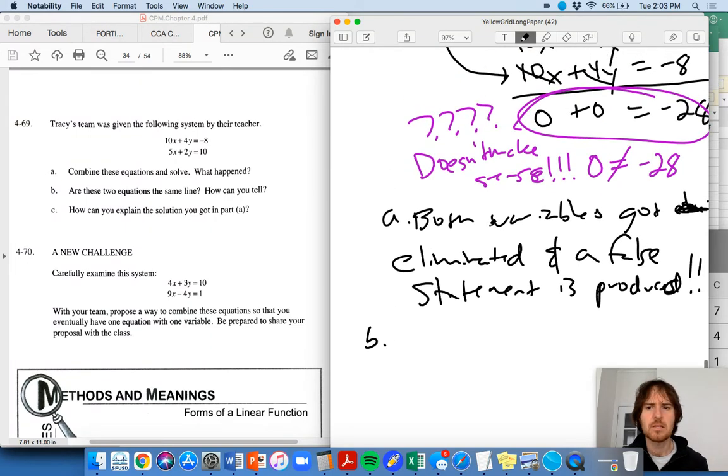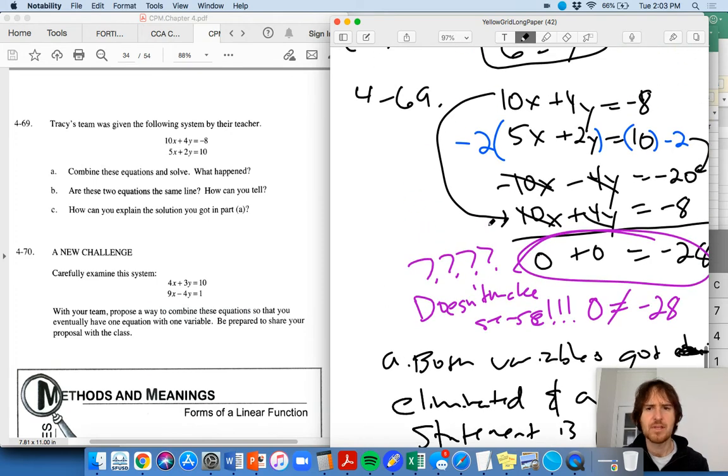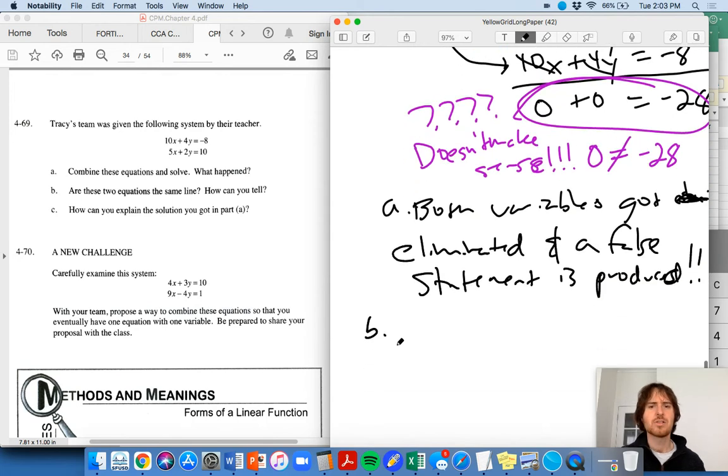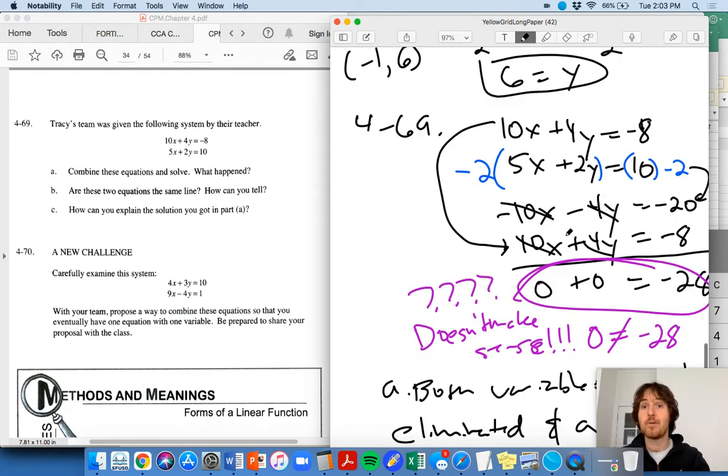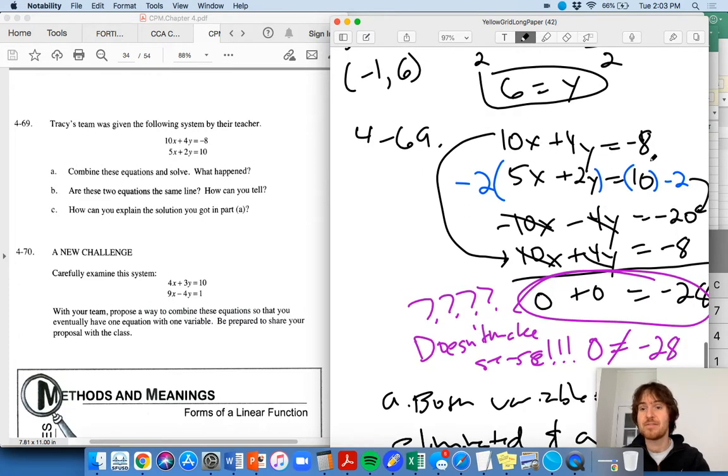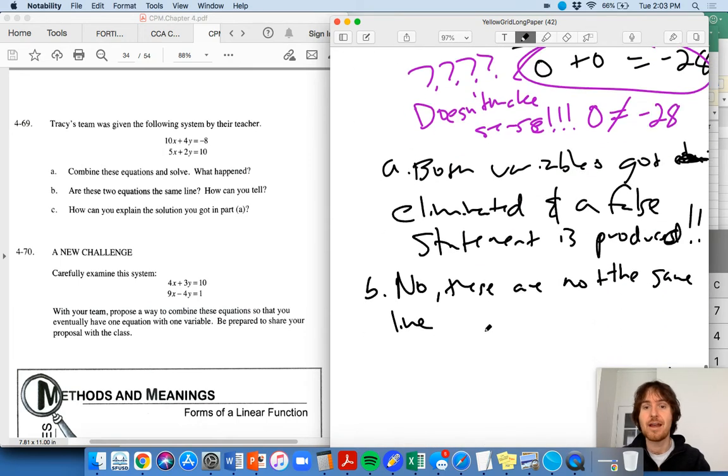Well, wait, hold on. They're not the same line, because they don't have a common point of intersection, right? I didn't do anything wrong. If they were the same line, they would have been equivalent equations. If I multiply this by -2 and I get the same thing on the left side, I would have to get the same thing on the right side here. But they're not equivalent equations.